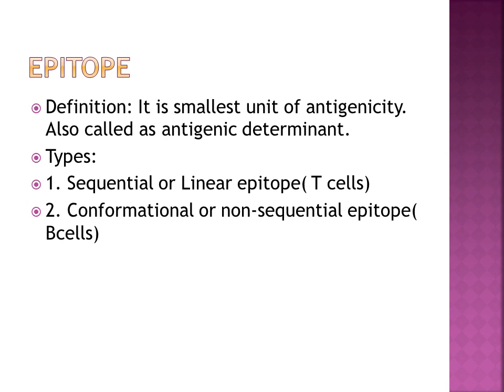Then we will see epitope. So what is epitope? It is the smallest unit of antigenicity. It is also called as antigenic determinant. And there are two types of antigenic determinants. One is sequential or linear, and it is mostly seen in T cells. And second is conformational or non-sequential epitope. So it is mainly associated with the B cells.